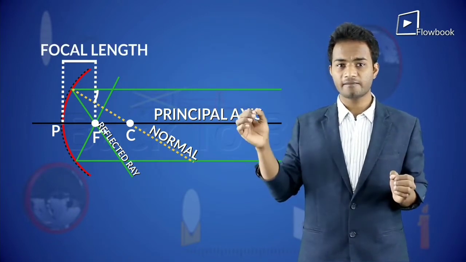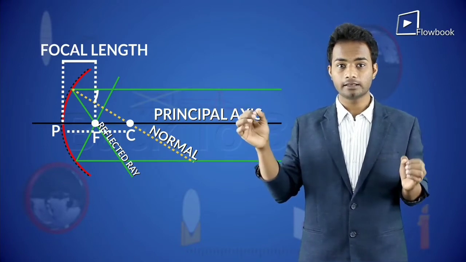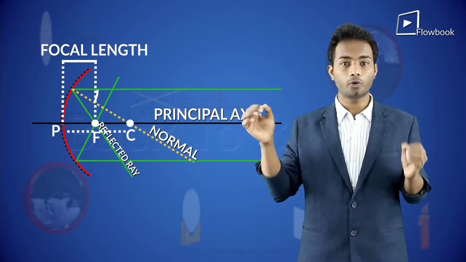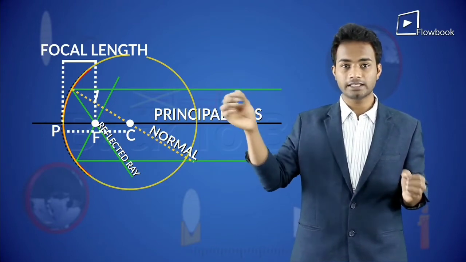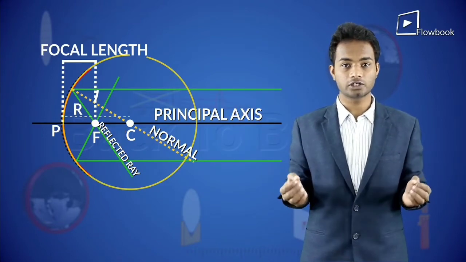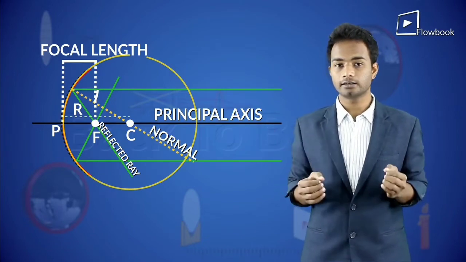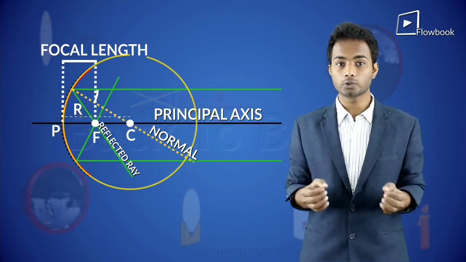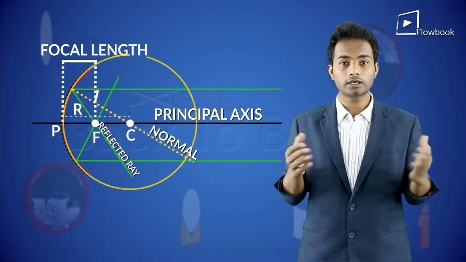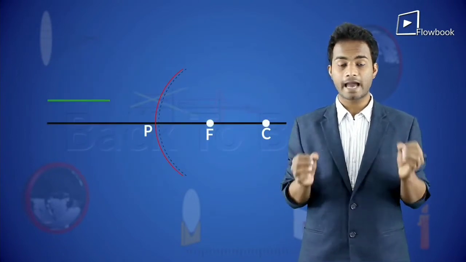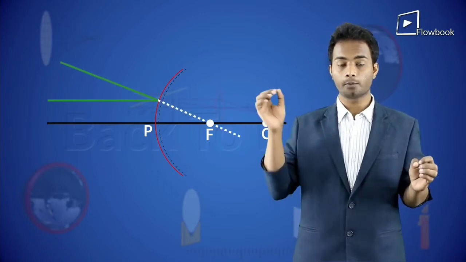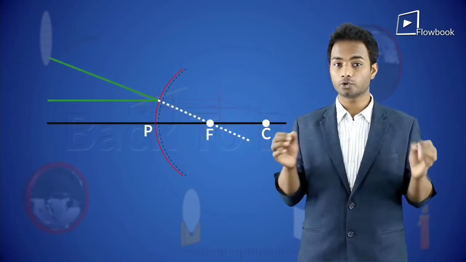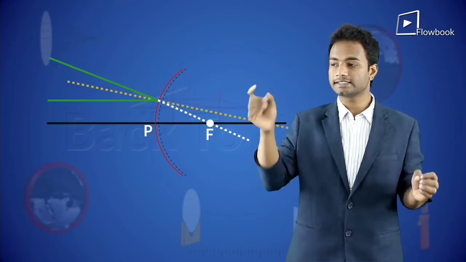And this F lies exactly in between the center of curvature and the pole P. So, if this is a circle, then this will be the radius of curvature R. And as we can see here, this R will be equal to 2F, where F is the focal length. And even in the case of a convex mirror, the rays that are parallel to the principal axis will be reflected and pass through the point F. And if you draw a normal, that will pass through the point C.